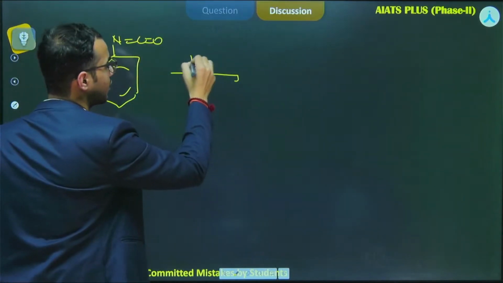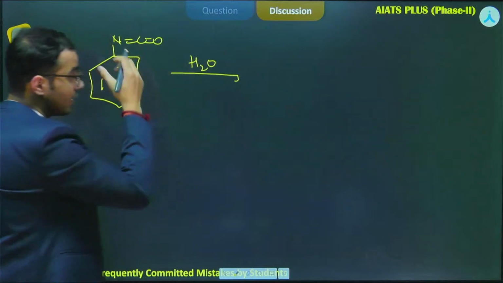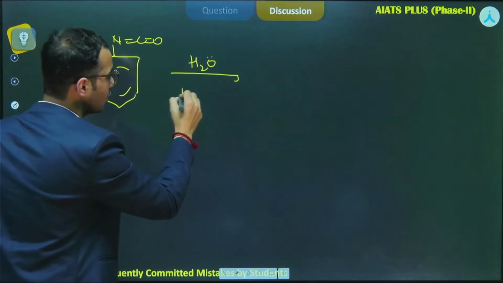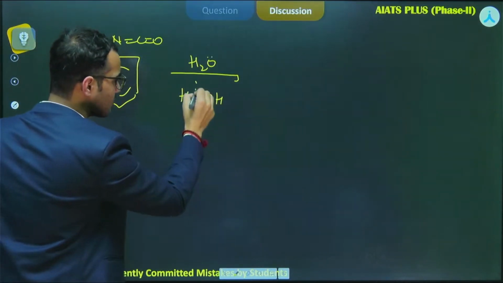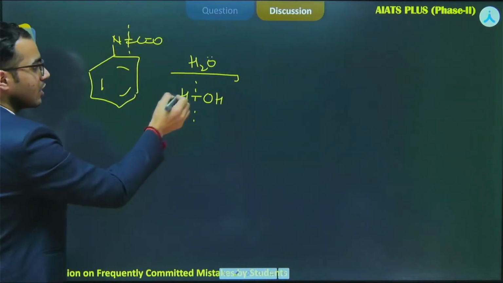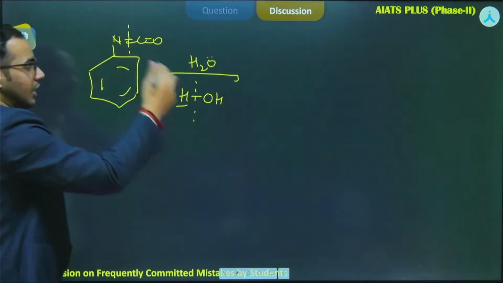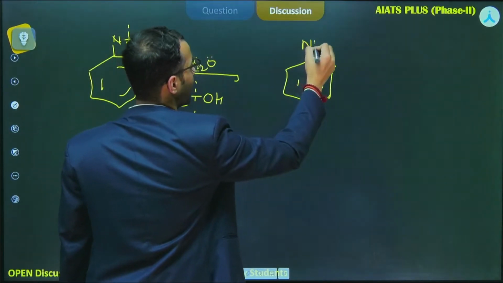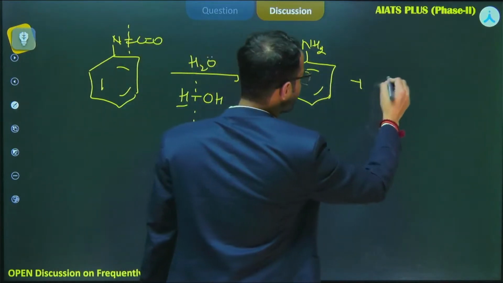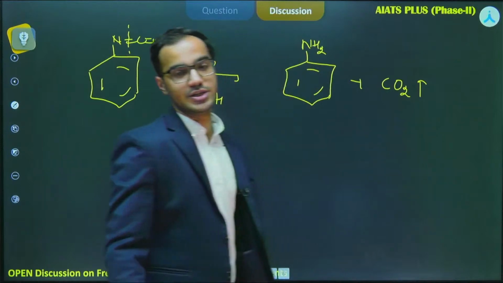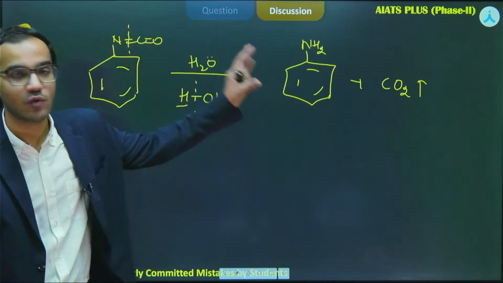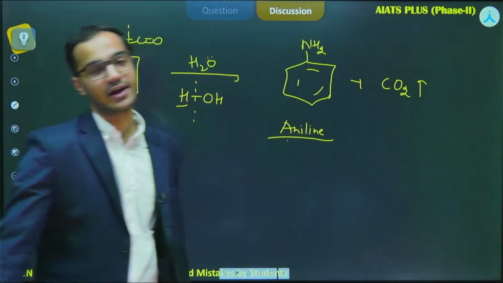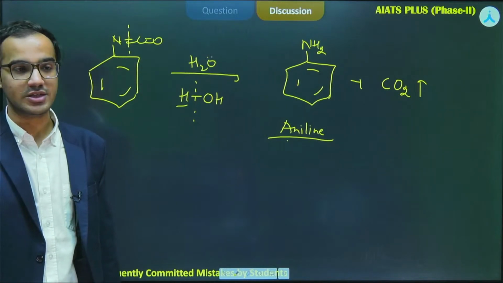You are reacting it with water, and if this will be the case, then you can clearly go in with the simplest approach: this bond will cleave, these two double bonds will cleave, the two hydrogens will go to the nitrogen, and you are getting NH2 along with CO2 that can be released out. And you can clearly see you will get aniline. I hope this is clear to you.